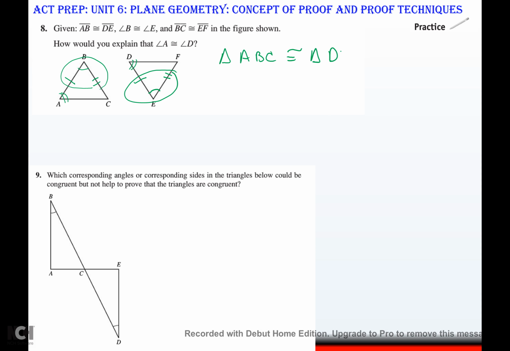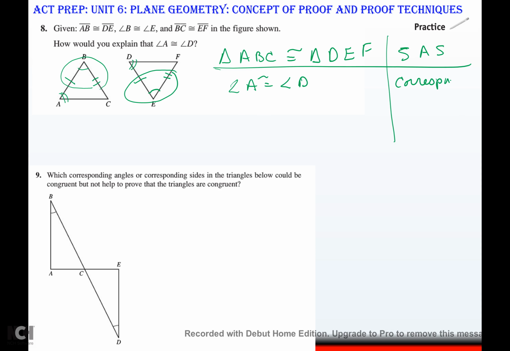A and D go together. B and E go together, which means C and F go together. So I can claim that by side, angle, side. Okay? And then once you prove that your two triangles are congruent, you can say angle A is congruent to angle D because corresponding parts in congruent triangles are equal or congruent.